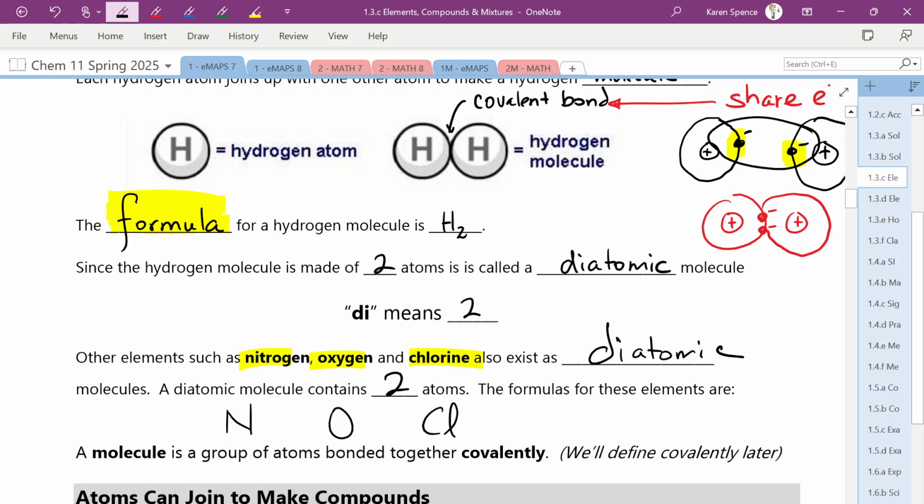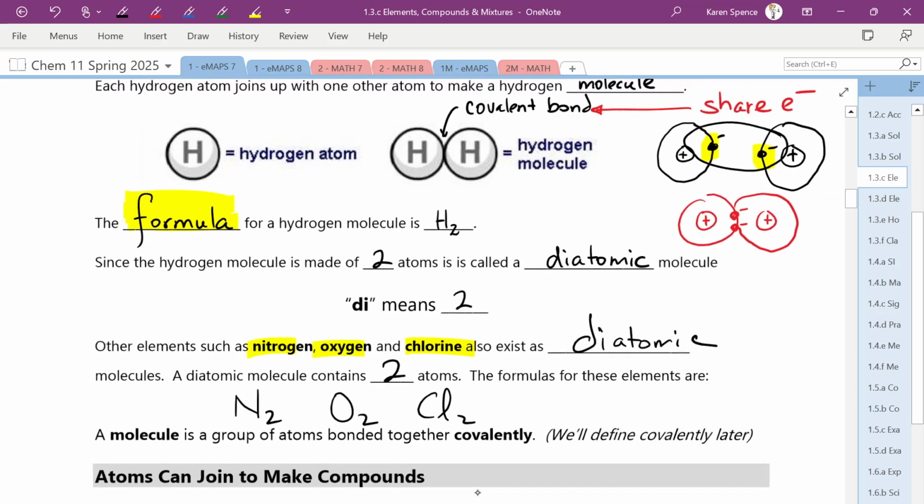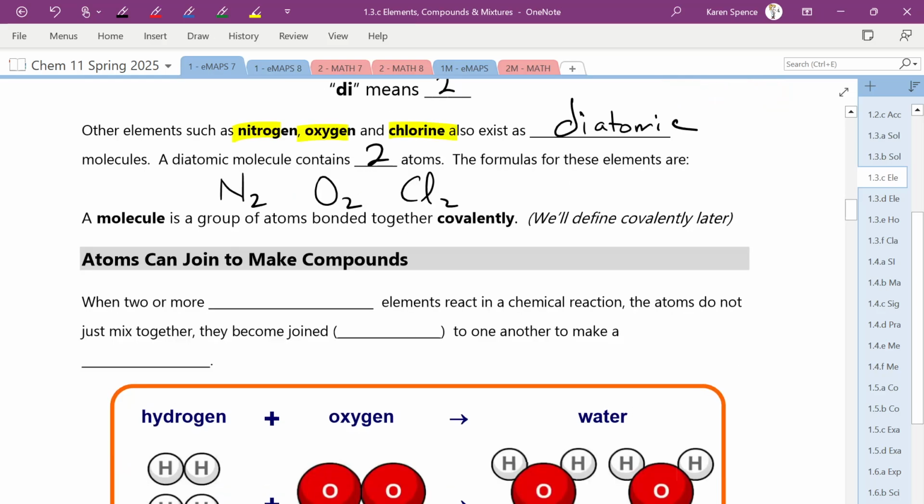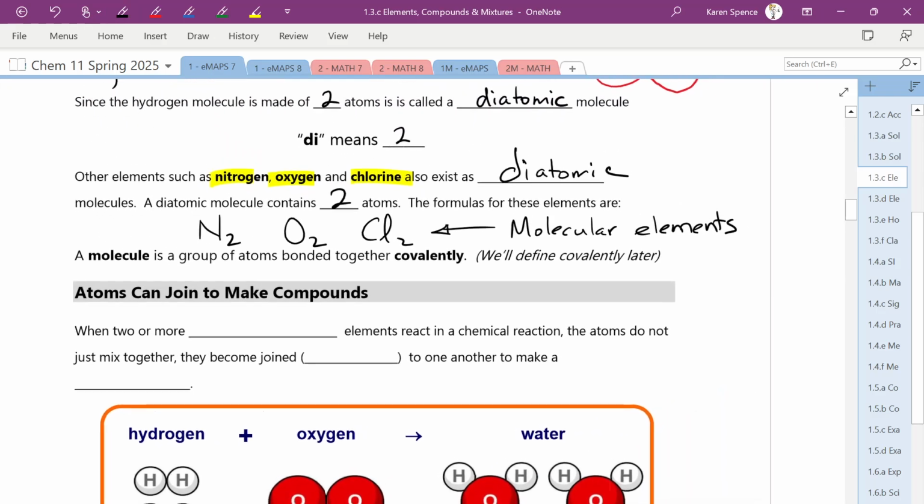So are they correct as they are, or do we need to add something else? We need to add a 2 to all of them. Do we put the 2 up here? No. Where do we put the 2? At the bottom. Subscript. Okay, N2, O2, Cl2. And these molecules are bonded together covalently. They're sharing their electrons. These are molecular elements. They're not compounds. Okay? Not compounds.